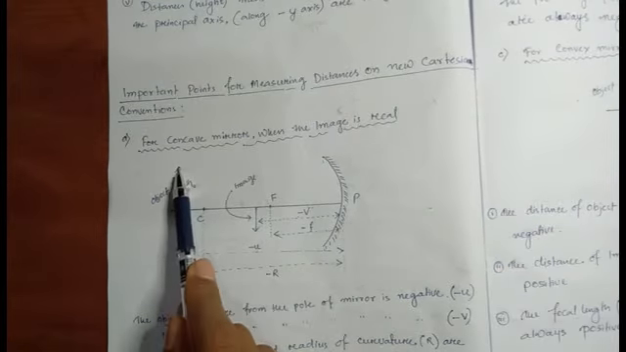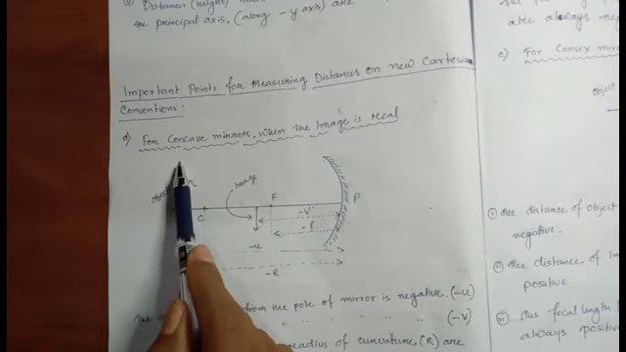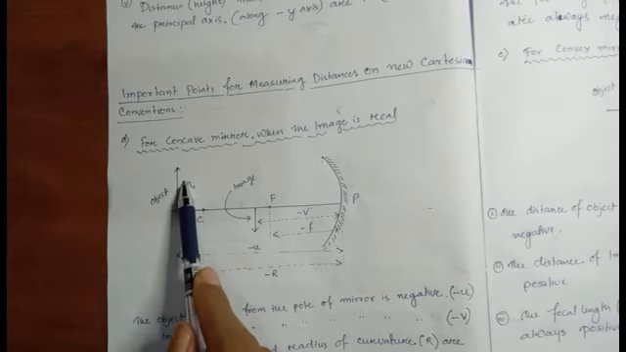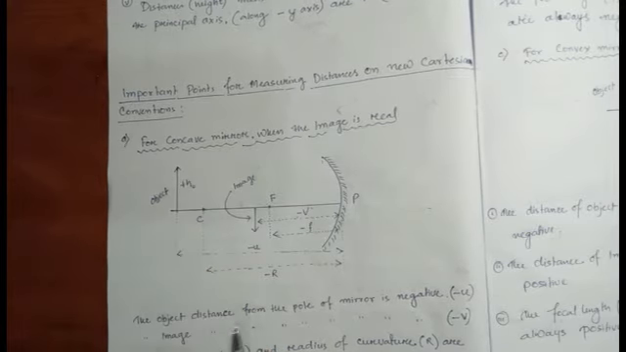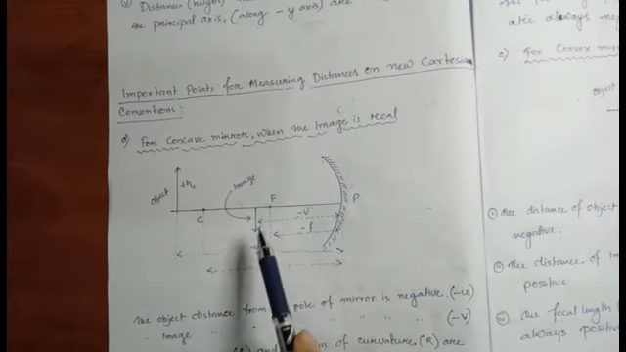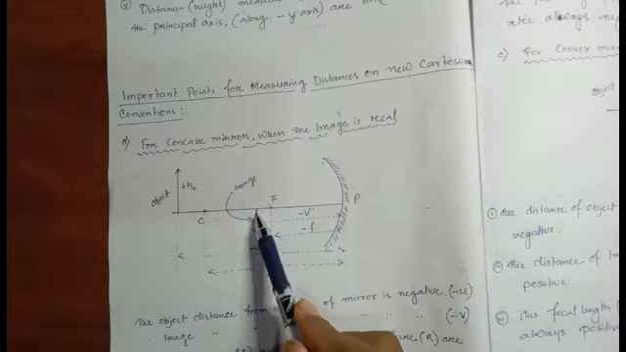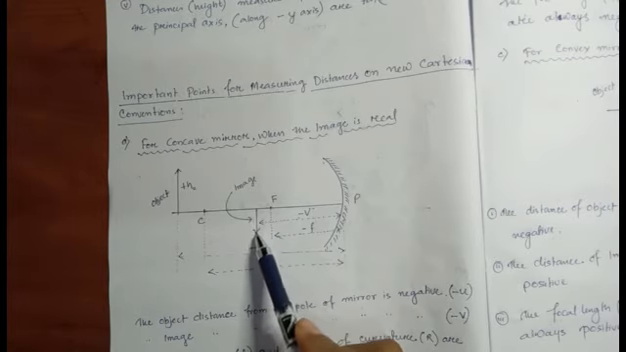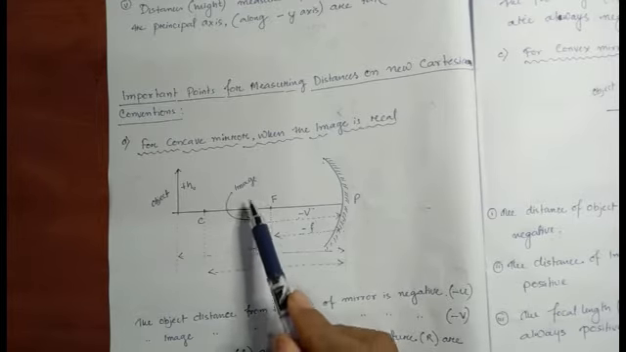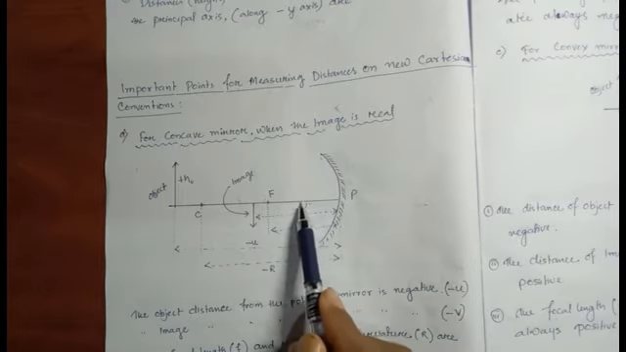You see here, this is the object, and I have written plus h because it is in the upward direction, that is in the positive y-axis direction, so its height is positive, that is plus h naught. And this is the pole, and this C is the center of curvature, F is the principal focus. As you know, in case of real image, the image is inverted, that is in a downward direction, in the negative y-axis. So if you measure the height of the image, this will be negative.